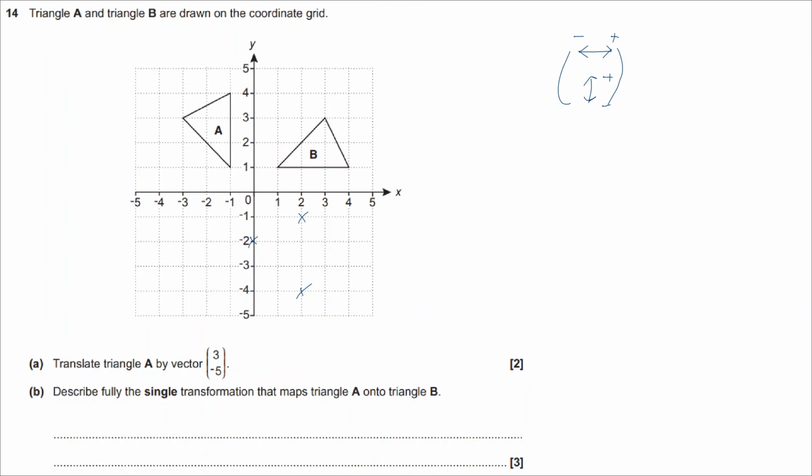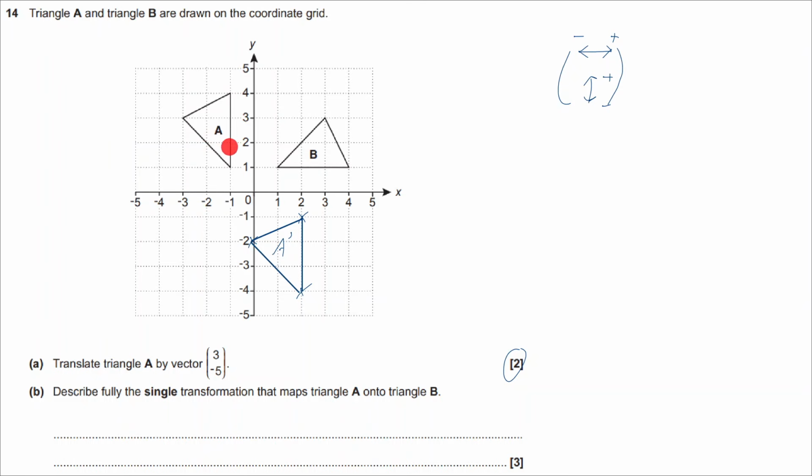Then you just join it all together. Bam, bam. That's not very good, is it? Not very neat. We just go down through here. Bam, bam, bam. If you want to be really fancy, when you translate a shape, you write a little dash up here. This is fine. That's your answer.